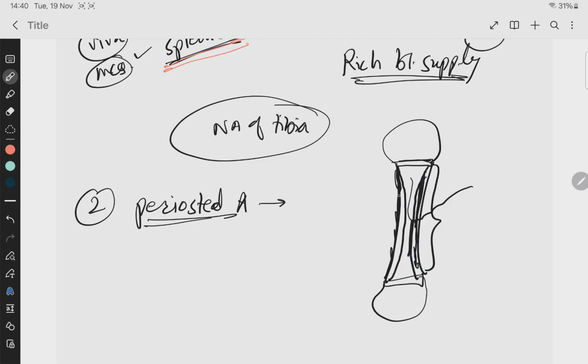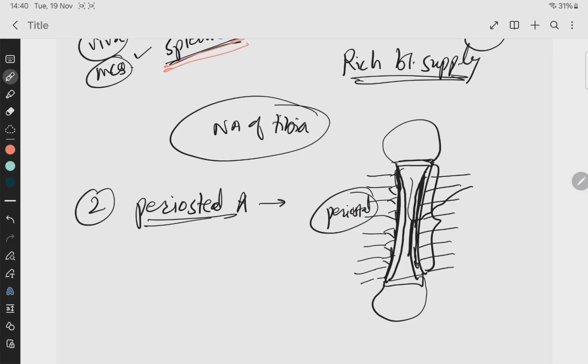Okay, and this periosteum is supplied by numerous branches of nearby muscles. Numerous branches coming from the arteries of the nearby muscle, and these small numerous branches are called the periosteal arteries. It enters the bone through Volkmann's canal.